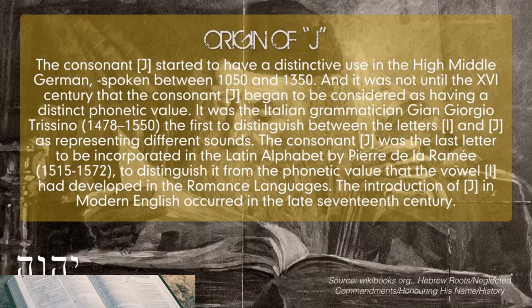English? Occurred when? In the late 17th century. So, there wasn't even a J in ancient English until the 1600s. Wow. This just keeps getting worse and worse, doesn't it? So why are we using a J today?